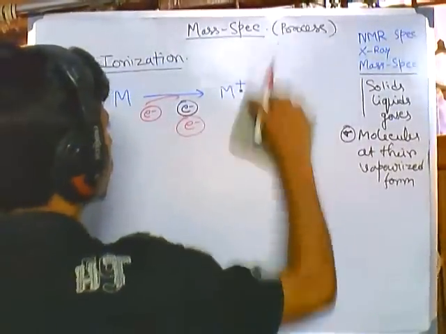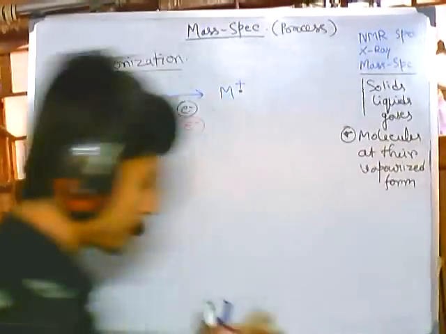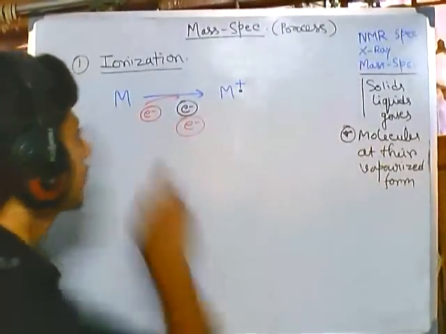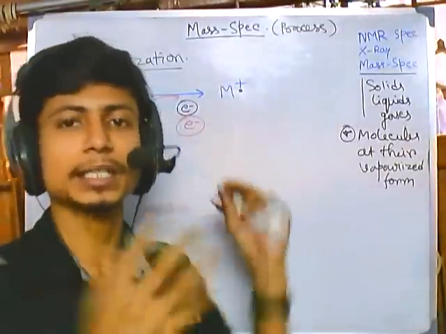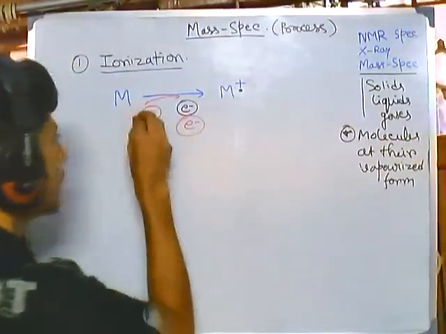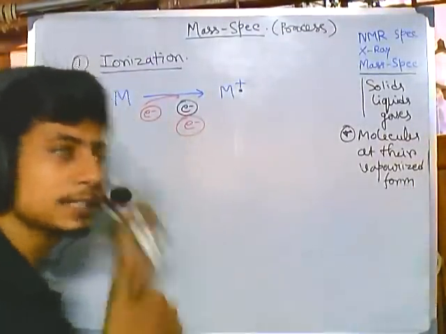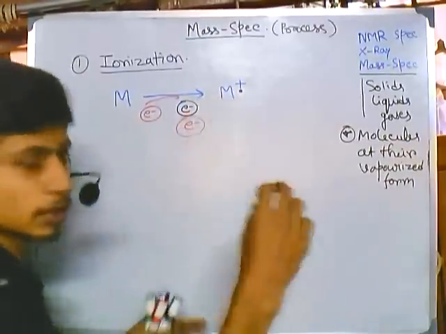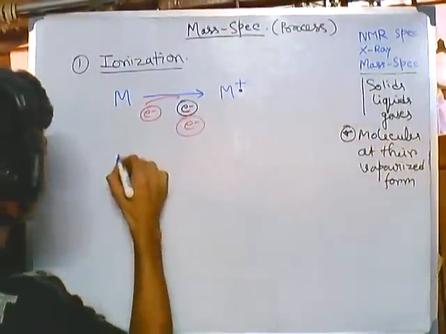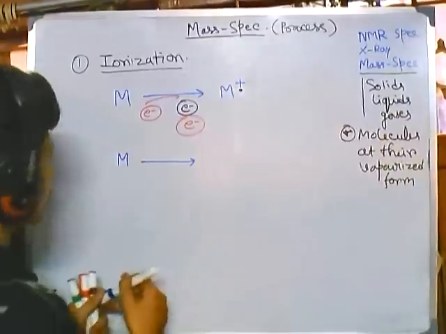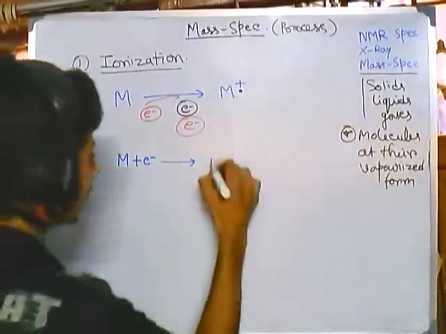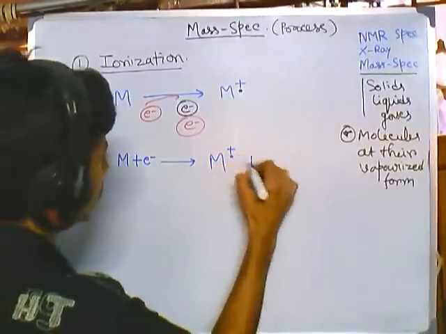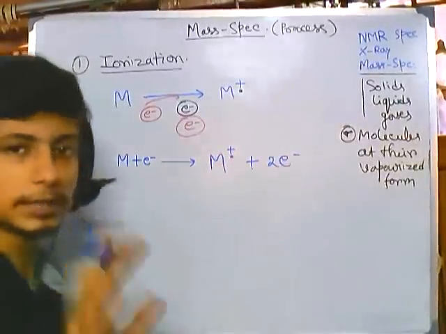So no negative thing is going on, because we are kicking out electrons, we are not adding electrons. Remember, many students make a mistake here: because we are providing the electron, that doesn't mean we are adding an electron. If that's the case, then the net charge will be zero. So we are giving the electron to kick one electron out, and this electron also comes out, so ultimately two electrons are coming out. So we can write it like this: M plus one electron ends up with this plus two electrons. So this would be right.